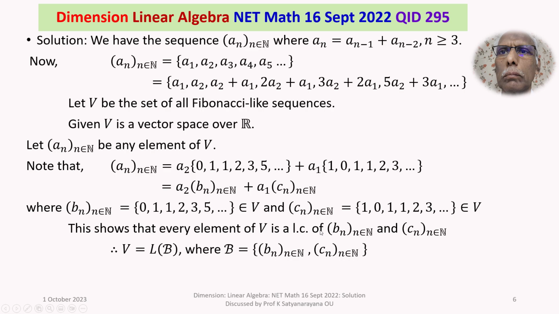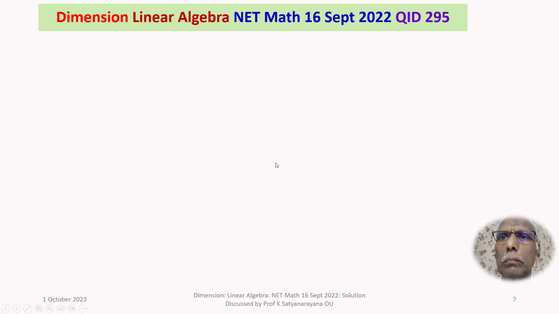So thus every element of V is a linear combination of these two sequences. Therefore, these two sequences will generate V, and V is the linear span of this set B, where B consists of these two sequences. These are the elements of V. So now we claim B is linearly independent. We have already seen B spans V. So we take B and we want to show that it is linearly independent. Then it becomes a basis. Then we count the number of elements. That will give you the dimension. That is exactly what is wanted for the question. We continue in the next slide.